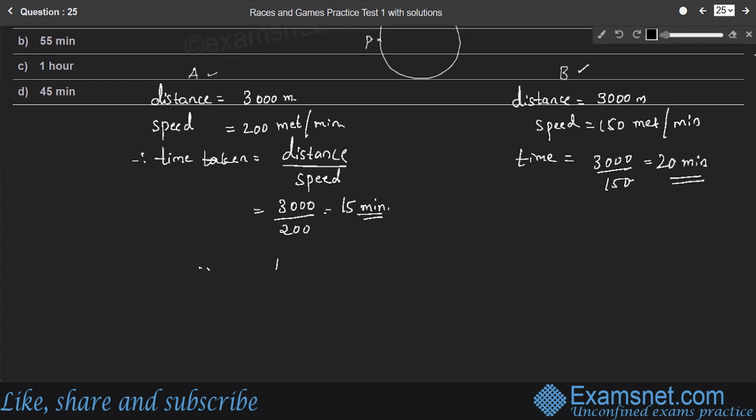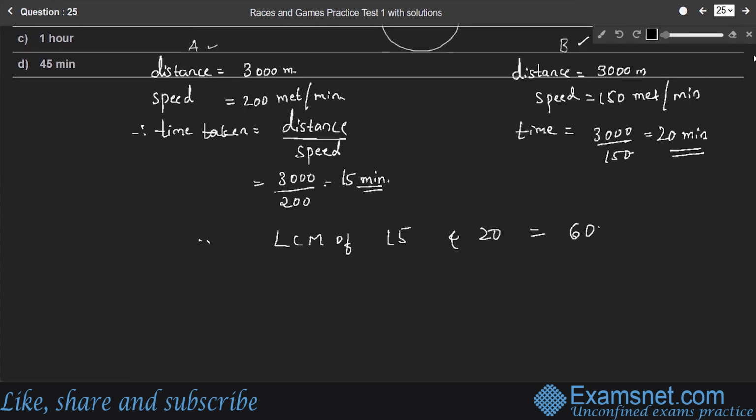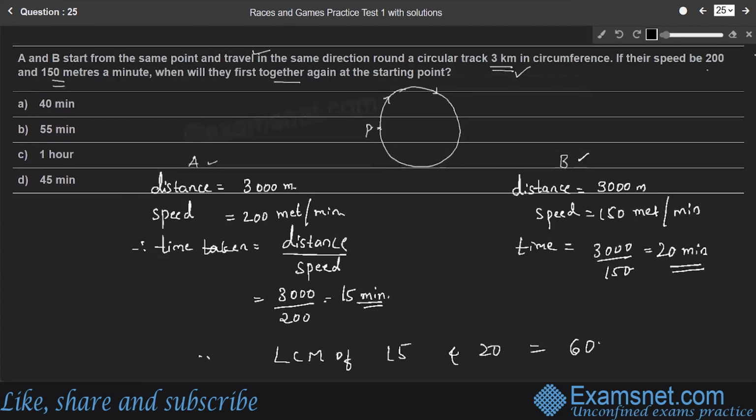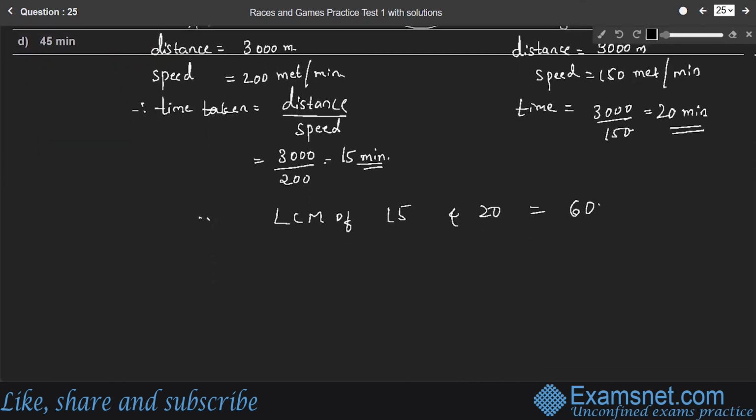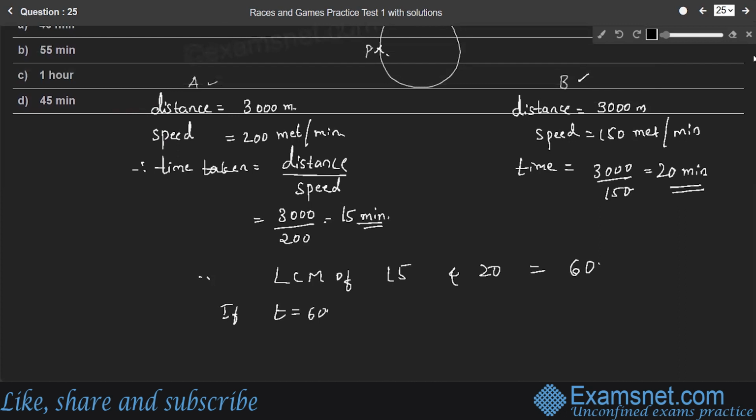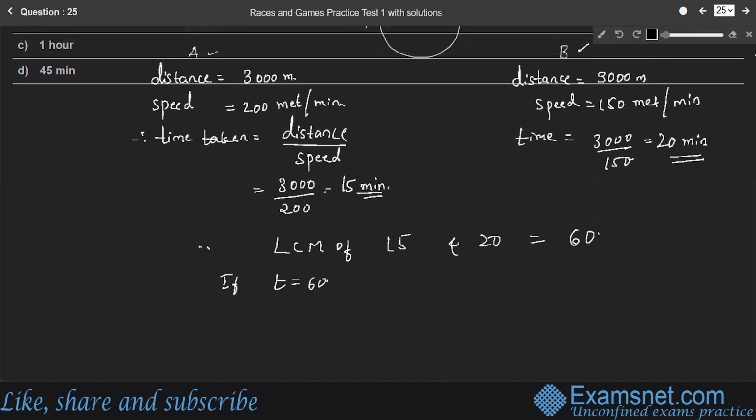Therefore, here the LCM of 15 and 20 is equal to 60, right? So at the 60th minute, both of them meet once again at the same point. If time is 60 minutes, how many rotations does A complete? A completes 60 divided by 15, which is 4 rotations.